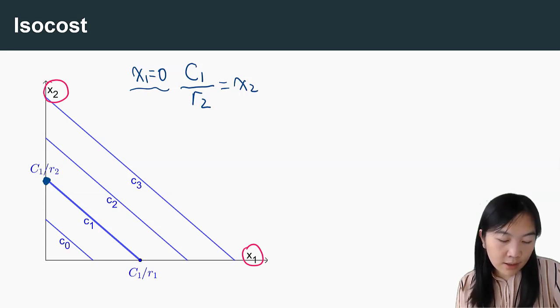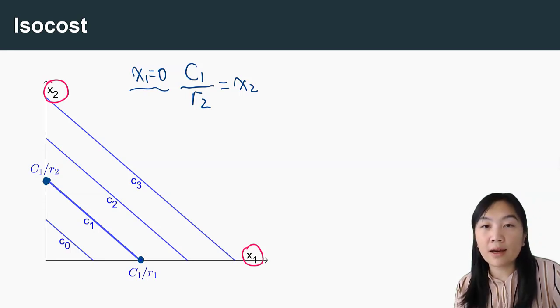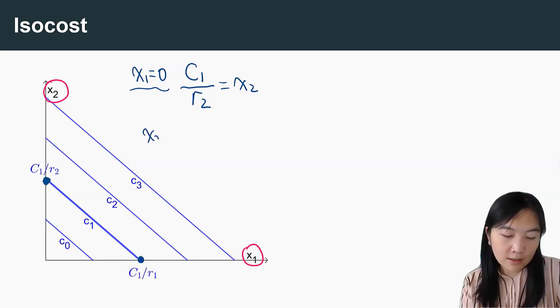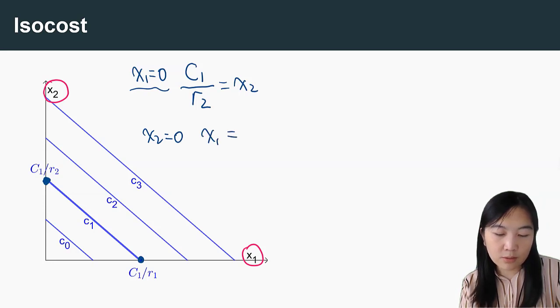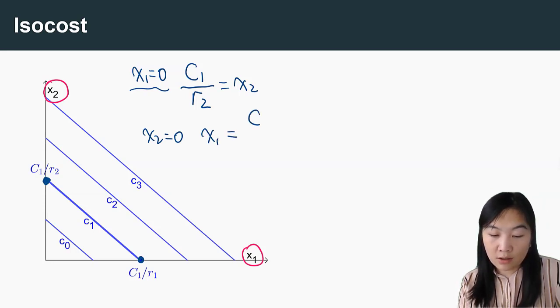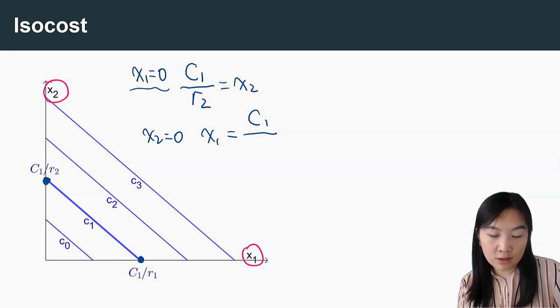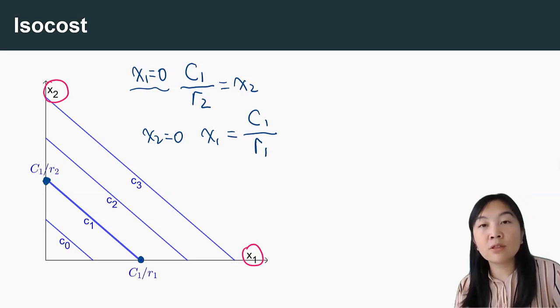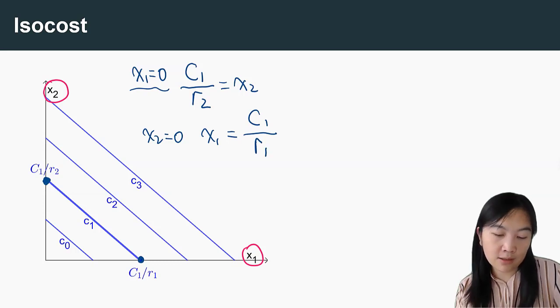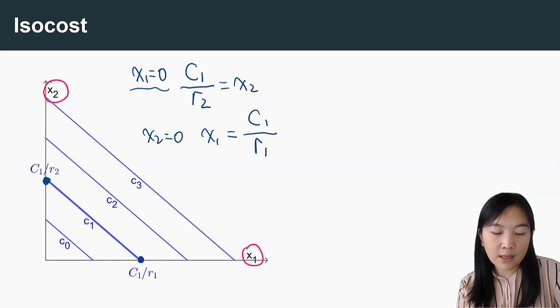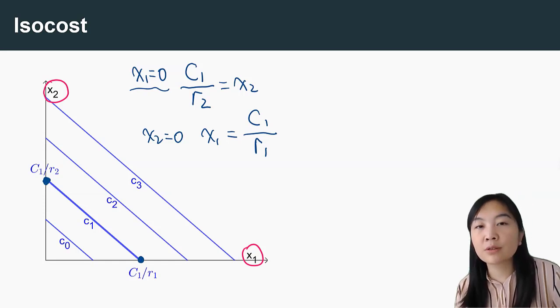And the other extreme case is where you spend all of your money on x1, and in that case, x2 equals 0 and x1 equals all the money, or here we can also call this a budget. So all of your budget is spent on input 1. So 1 unit of x1 costs R1, and the quantity of x1 that is allowed by this budget C1 is C1 over R1. So those are the two extreme cases.